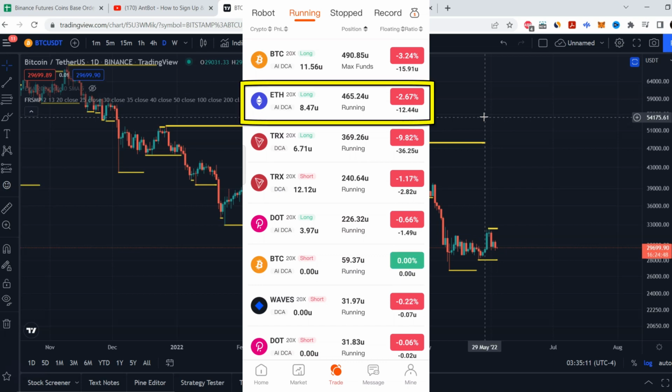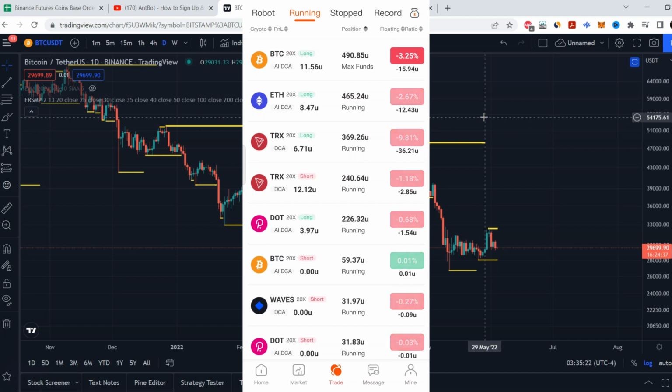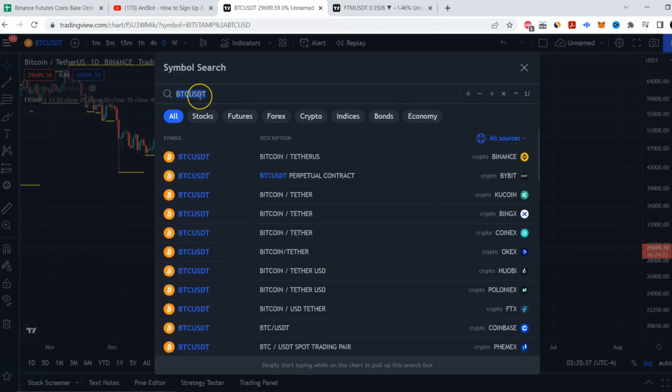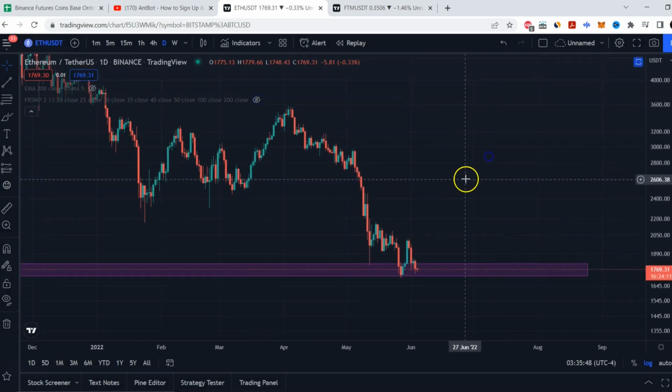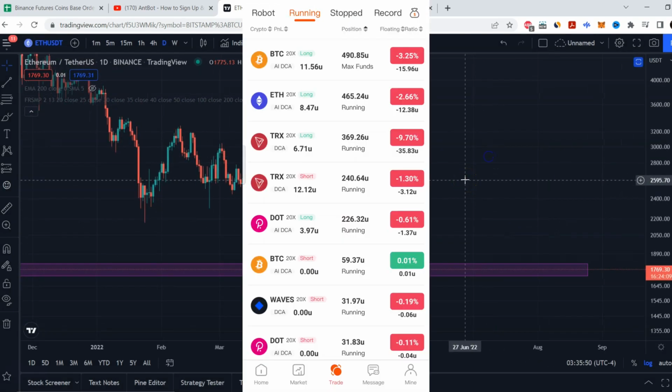465. This is the total position that you have, your total money in there, including the leverage. That's your position amount, and you can see the ratio. The ratio is minus 2.67%. So for Ethereum, let me go to Ethereum. For Ethereum, you can see here minus 2.6%. So that's the price change.